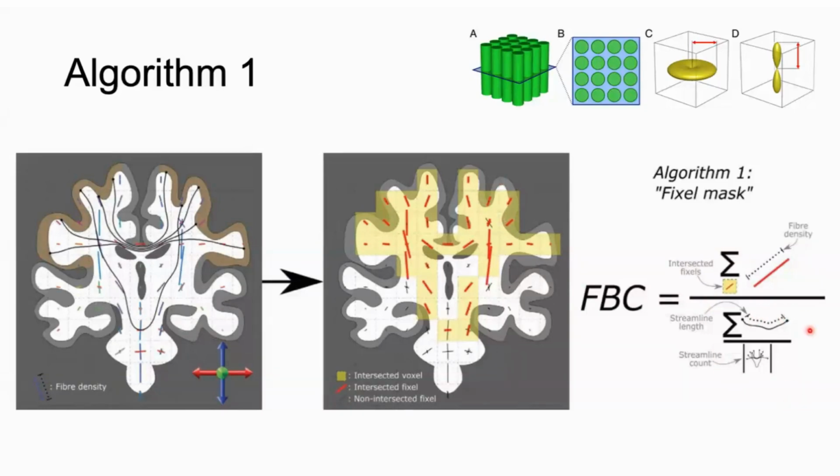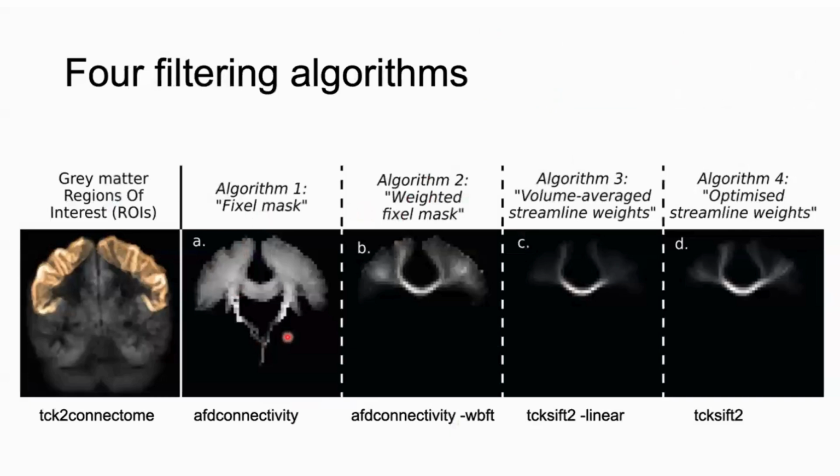And then you normalize by the average stream length. This is just the streamline count, which with this new denominator is basically the average stream length of the bundle. So it's like fiber density divided by the average streamline length. So that's the algorithm one, which gives you this kind of a map.